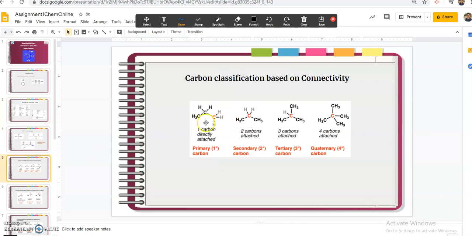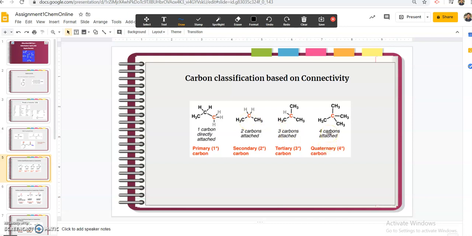As you can see here, we are focusing on these red carbons on these four compounds, and these red carbons are different based on their connectivity. The red carbon in the first molecule is connected to only one other carbon, whereas this carbon is in the middle of the chain, connected to two other carbons. Here this carbon is connected to three others, and here four. A carbon connected to one other carbon is the primary carbon, first degree. This one is a secondary carbon, second degree, then tertiary carbon, third degree, and quaternary carbon, fourth degree.